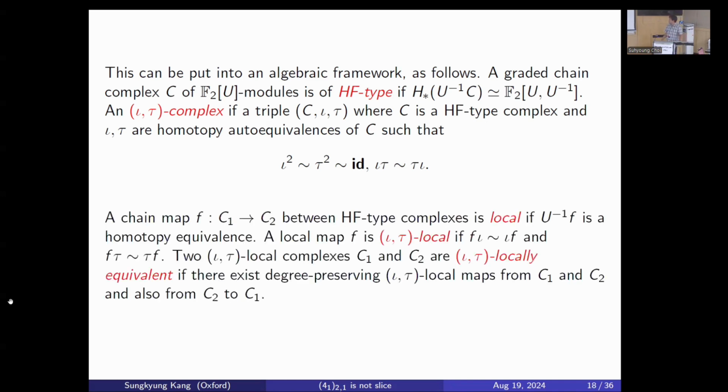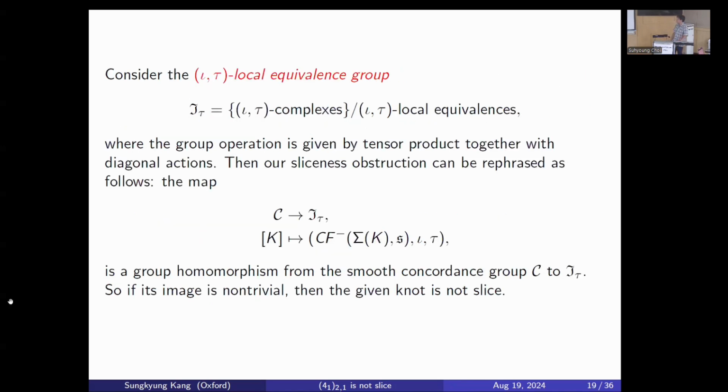Okay. And we say that a chain map between the HF type complexes is local if localization gives you a homotopy equivalence. And we say a local map is iota tau local if it homotopy commutes with iota and also tau as well. And we say that two iota tau complexes are iota tau locally equivalent if there's such a map in both directions. That forms a group very similar to the concordance group. So you take the set of iota comma tau complexes modulo local equivalences.